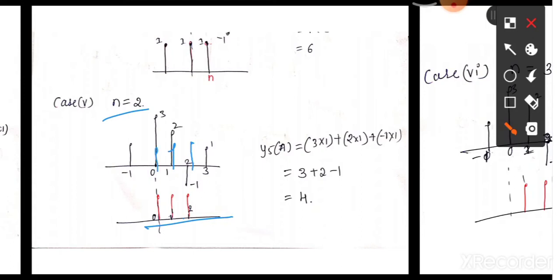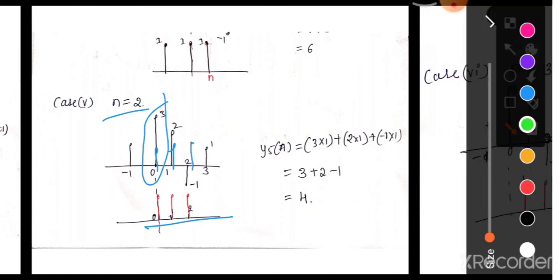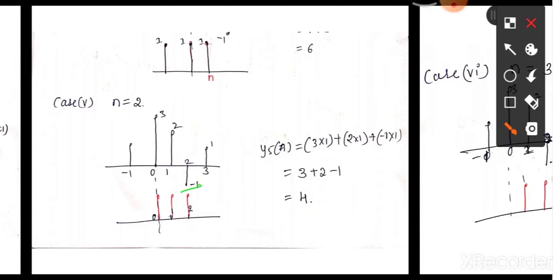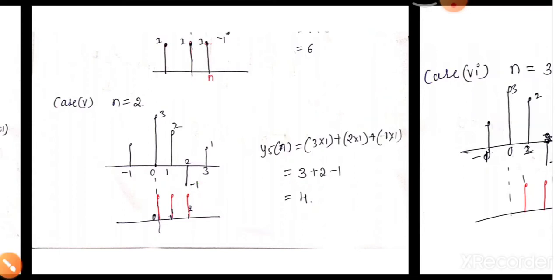How many signals are overlapped? 3 signals. First one is this. Okay. Second one is this. Third one is this. Let's multiply each. 3 into 1, 2 into 1, and 1 into minus 1. That signal is minus 1. Therefore, 3 into 1, 2 into 1 plus minus 1 into 1. Okay. So therefore, you simplify this, you get y5 of n equal to 4.